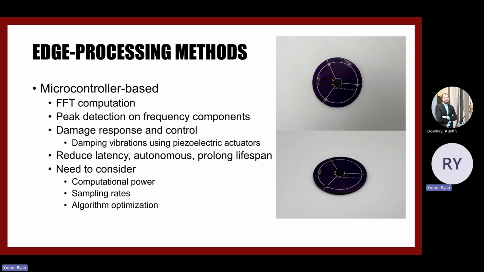The next thing, obviously, is sampling rates. You want to know the frequencies that your system is expected to experience, and have a microcontroller that can actually read fast enough to keep up with that. And then lastly, you might have to consider algorithm optimization if your microcontroller is something that is a bit constrained on resources.